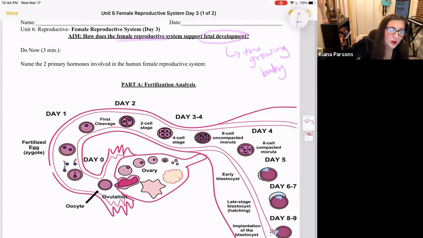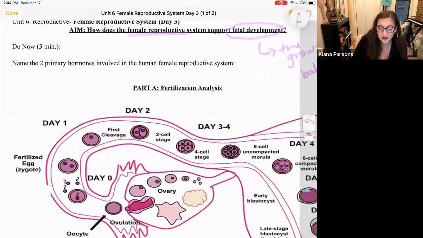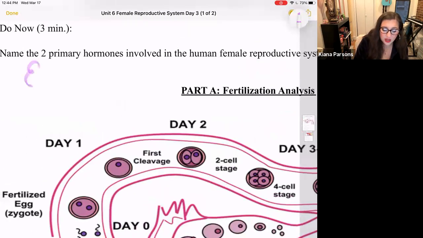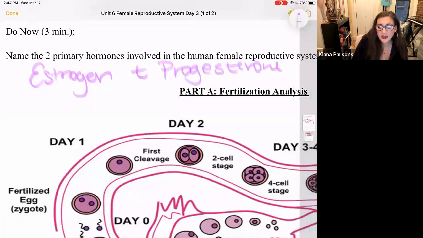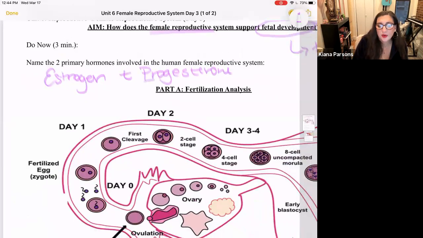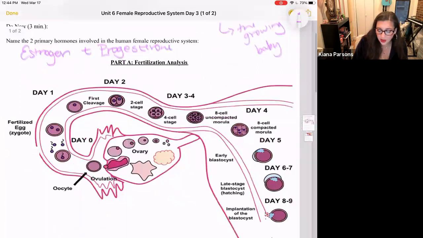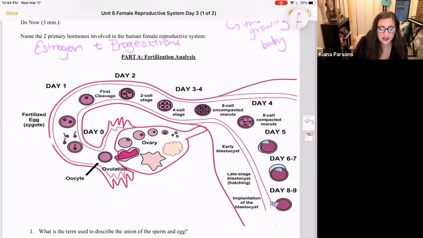Let's start with a little review of what we've covered already. What are the two primary hormones involved in the female reproductive system? We have, of course, estrogen and progesterone. And progesterone is going to be important here as we talk about fetal development because progesterone is the pregnancy hormone. And let's look at this diagram and analyze it a little bit.